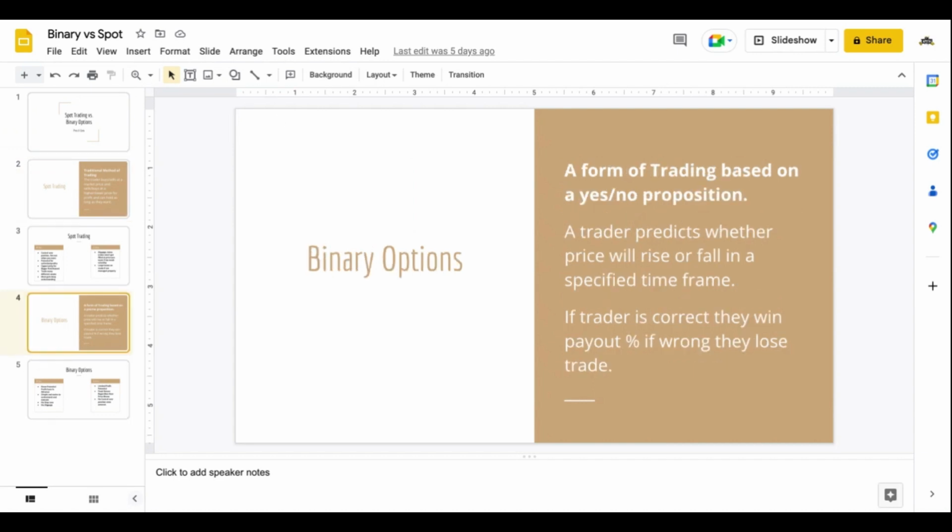Binary options is a form of trading based on a yes or no proposition. So a trader predicts whether the price will rise or fall in a specified time frame. If the trader is correct, they win the payout percentage. If they're wrong, they lose the trade and the investment that they put on that trade.